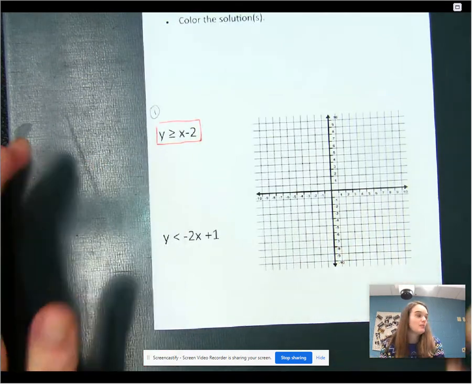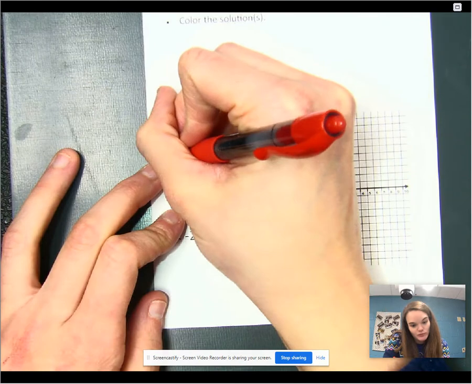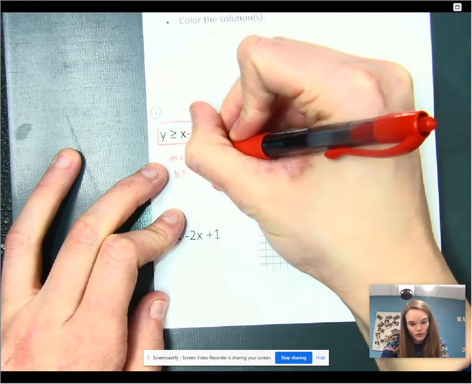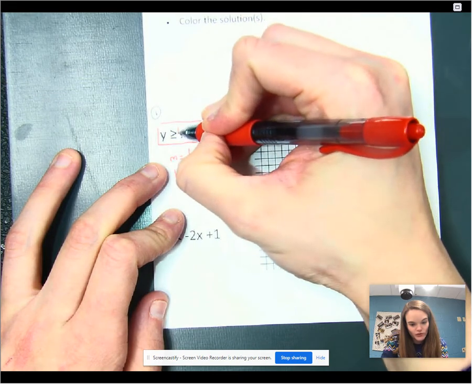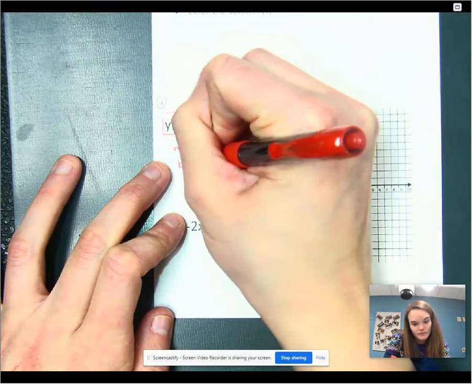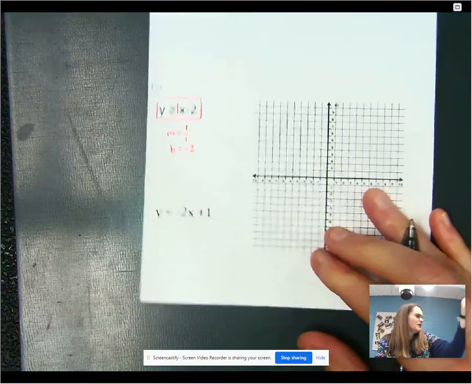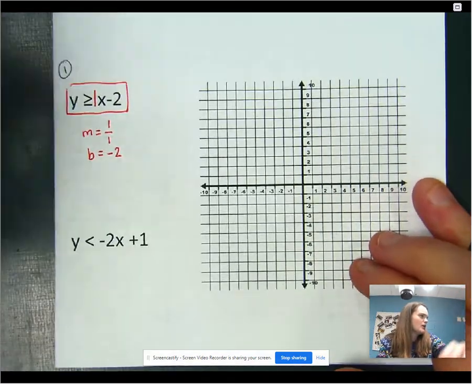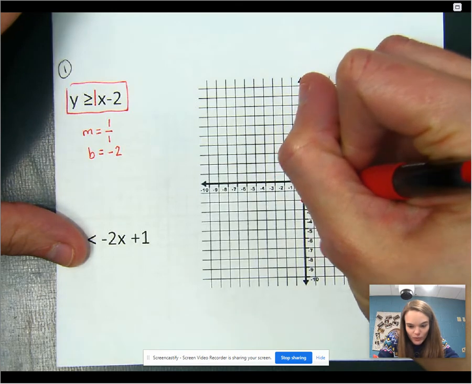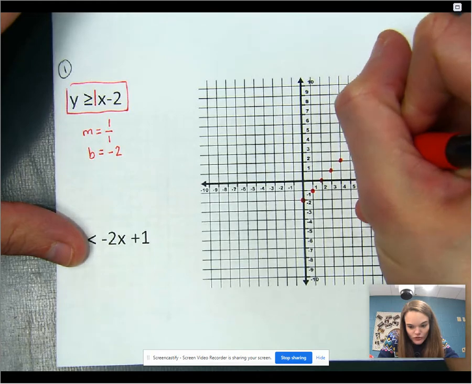To do that, they both have y by itself, so thankfully we don't have to solve. We are going to pick out m and b. M, the slope, is 1 over 1, because there's no number here, so it's a 1. Then we have negative 2 as b. Let me change the brightness a little bit because it's not as good as I need it to be. All right, we're going to graph that one in red. So I've got negative 2, and then I'm going to go up 1 over 1 till I run out of room, and then I'm going to draw the line.